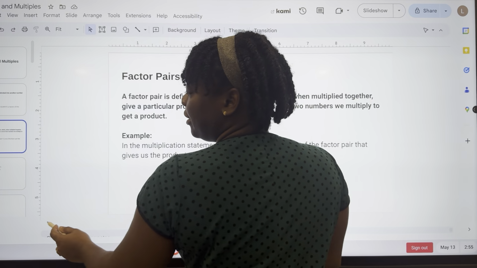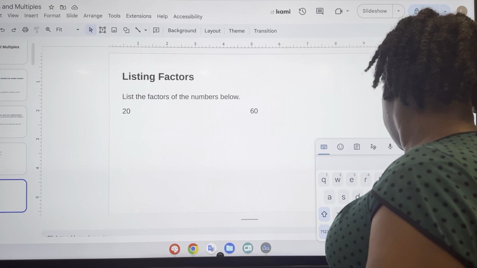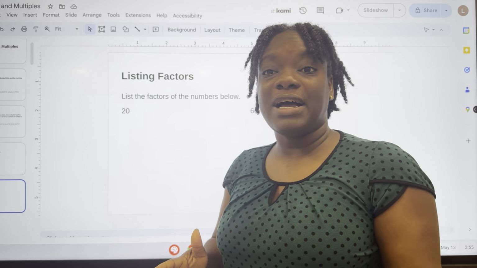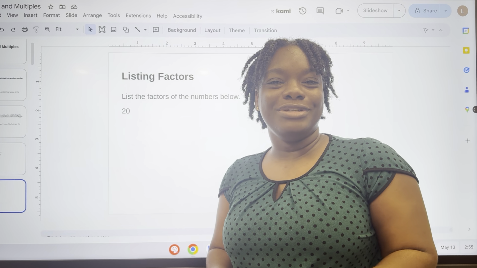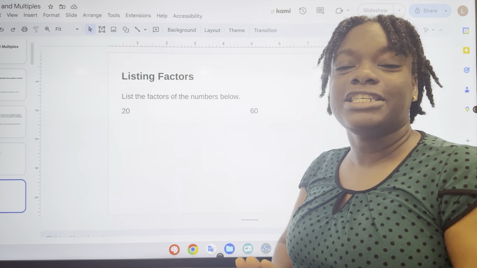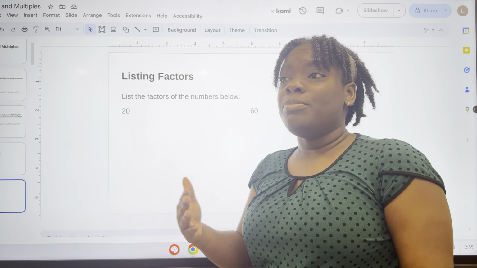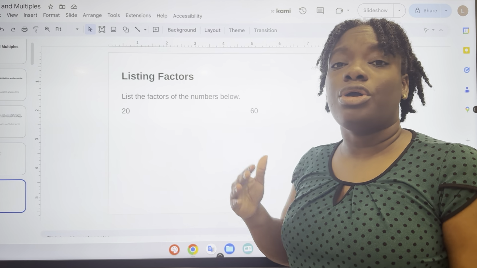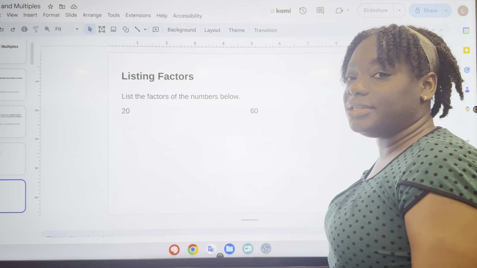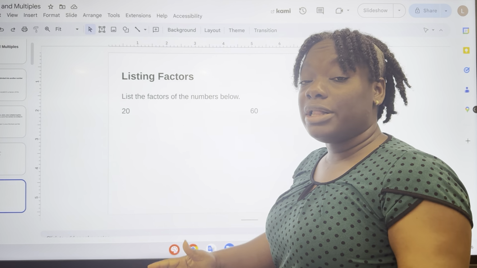So we're going to look at how you actually list the factors of given numbers. And why did we examine factor pairs? Because we're going to be using the factor pairs to help us to know when we are finished listing all our factors, because sometimes that might be a challenge. People are not necessarily sure when they're finished listing the factors. So we're going to use the whole idea of factor pairs to help us to list them.